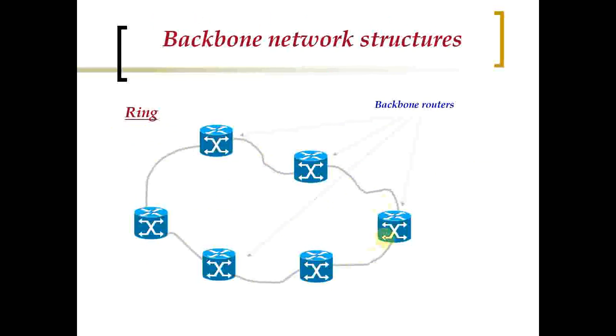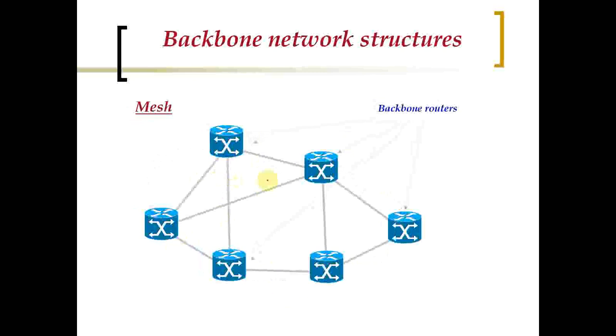Okay, so the ring. This is the 50% of capacity. It means that the traffic will go only that way. The second one is just on standby mode and is waiting to take over if there is some fiber cut, for example, here or here.